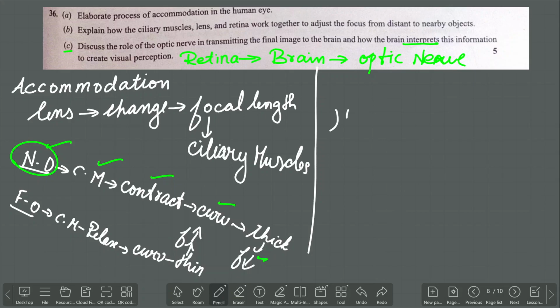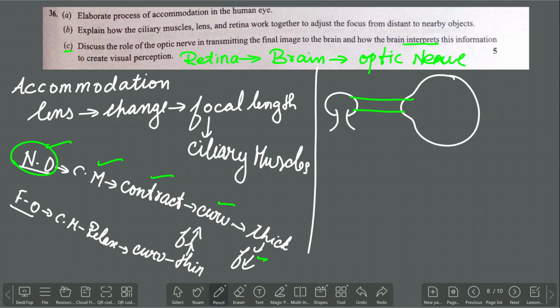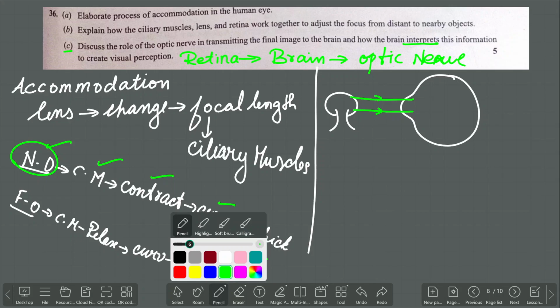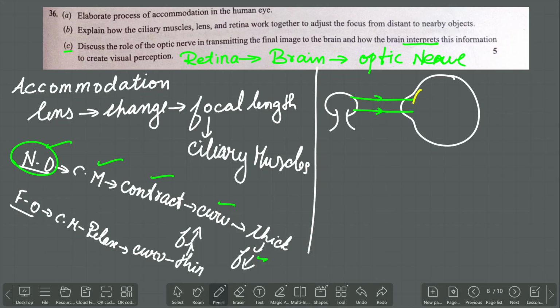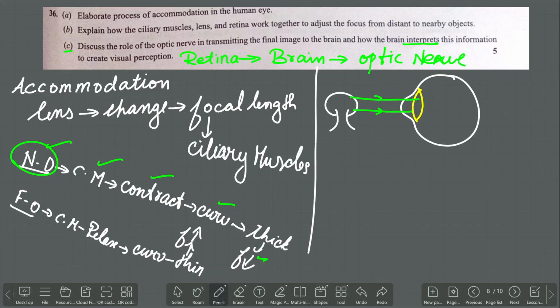And how the brain interprets this information to create a visual perception. Suppose you are going to see an object, a tree. The light rays from the tree will pass towards the eye. They will enter through the cornea and then pass towards the lens. What type of lens are we having? We are having the convex lens. Once the light rays enter the lens, they will get converged and then fall on the retina.